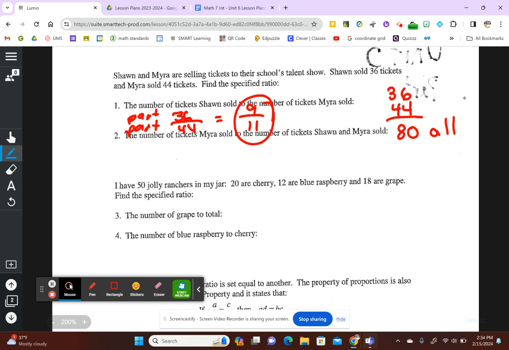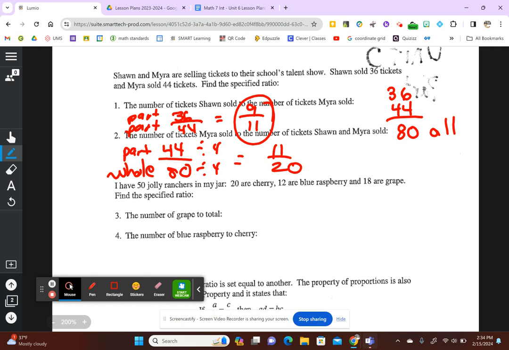Now, the next one, they want to know what Myra sold, 44, is to the amount they both sold, which is 36 plus 44, or 80. So this would be the part to whole ratio. And if I divide by 4, I get 11 over 20. Okay, so that was part to part and part to whole.